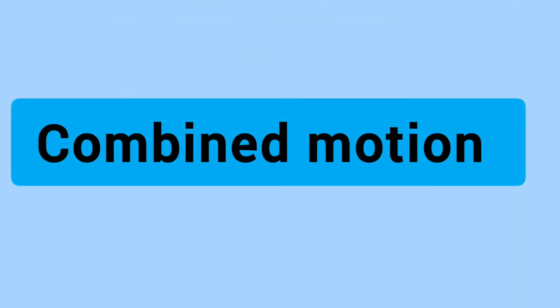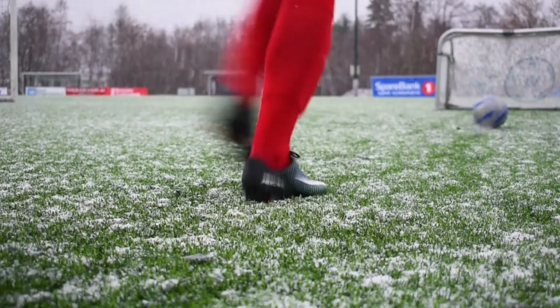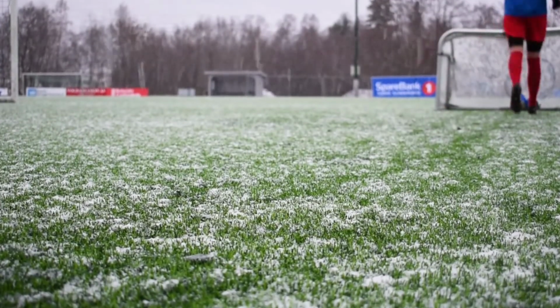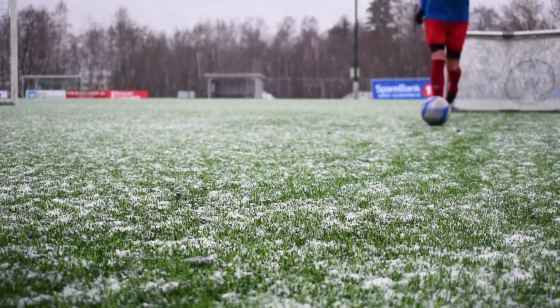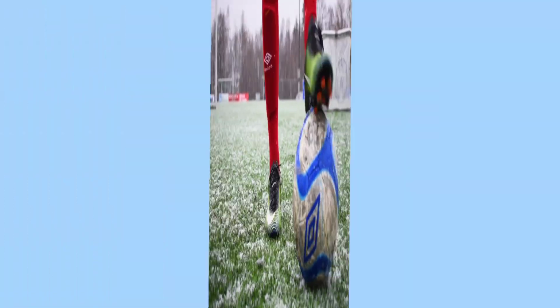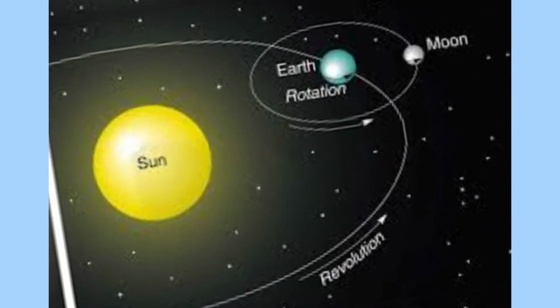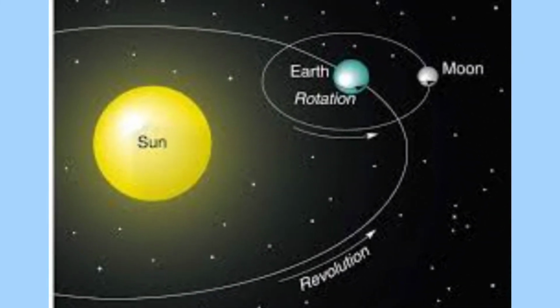Combined motion. An object can have more than one kind of motion at the same time. For example, if we kick a football, then the ball rolls on the ground and goes forward at the same time. At that time, motions in the ball are translatory motion and rotatory motion. The earth rotates, that is rotatory motion, about its axis, and at the same time it revolves around the sun in a circular path, that is revolutionary motion.